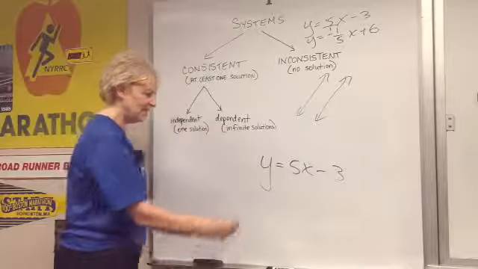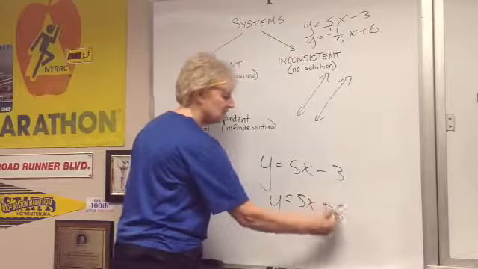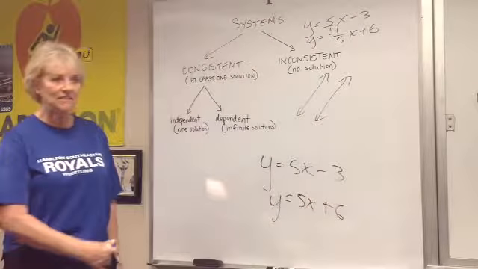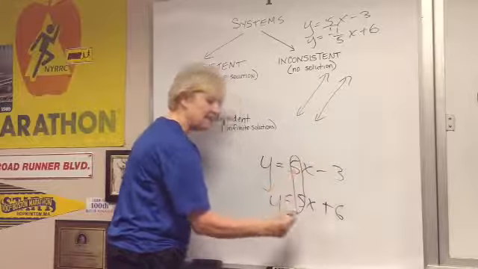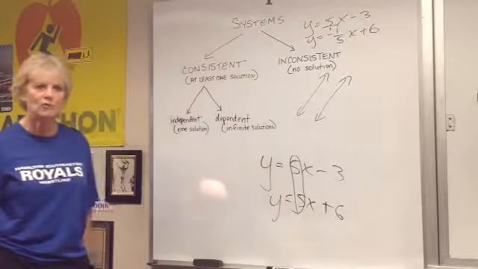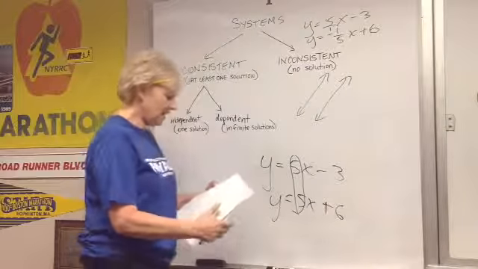Y equals 5x plus 6. 5x plus anything. 5x minus anything. Why are they parallel? Because they're climbing at the same rate. You with me? Okay.